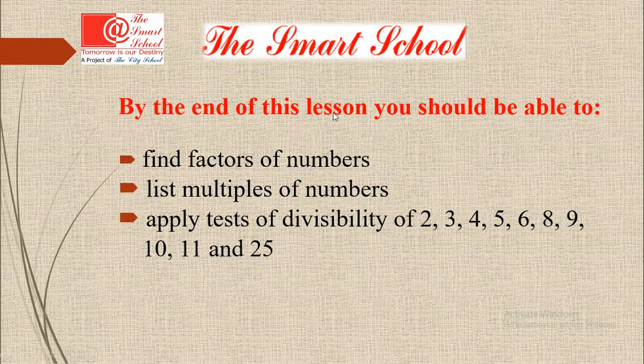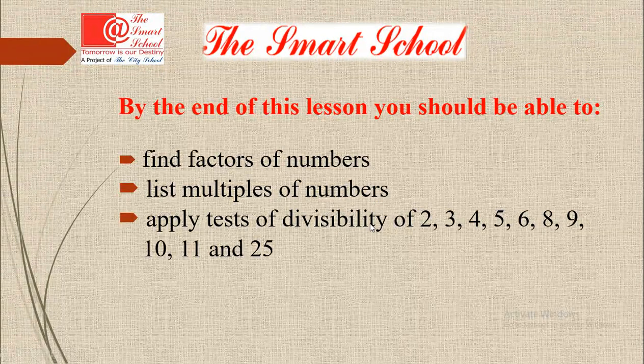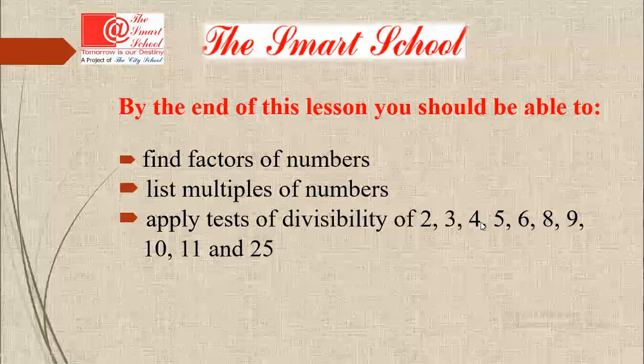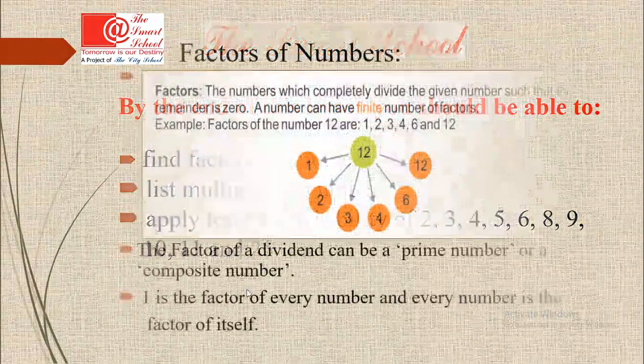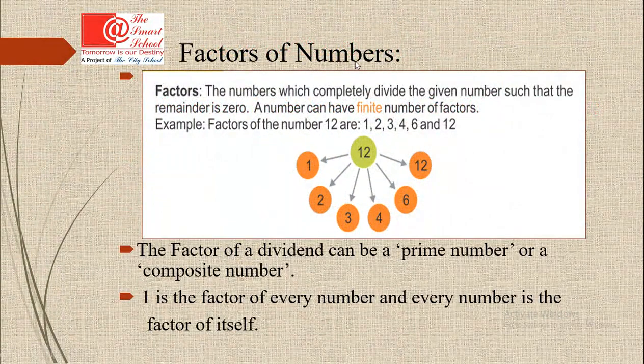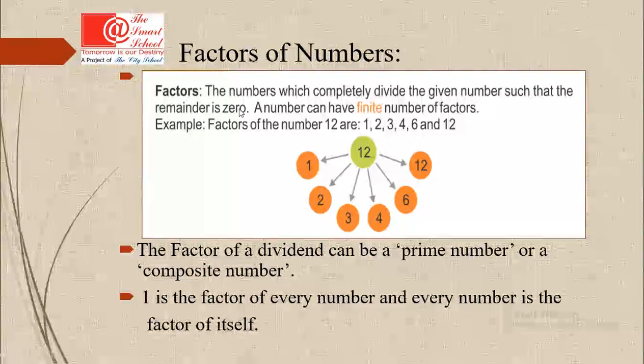By the end of this lesson, you should be able to find factors of numbers, list multiples of numbers and apply tests of divisibility of 2, 3, 4, 5, 6, 8, 9, 10, 11 and 25. Now first of all, factors. Factors of numbers: the numbers which completely divide the given number such that the remainder is 0.